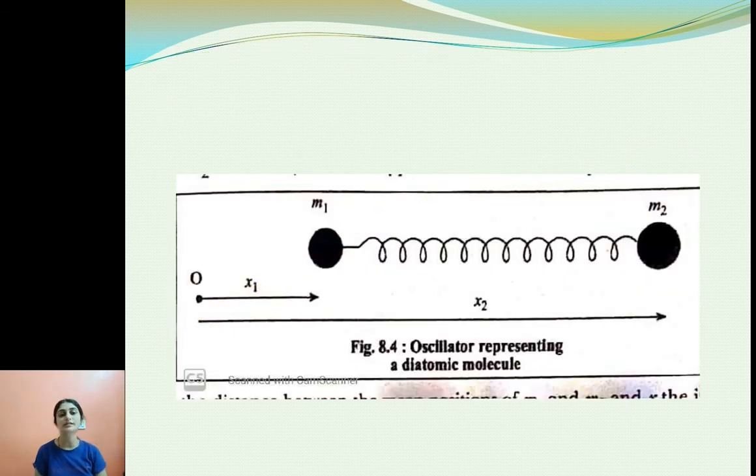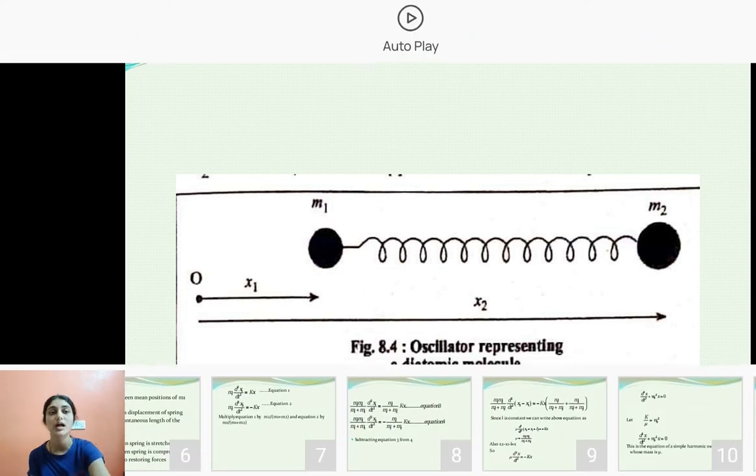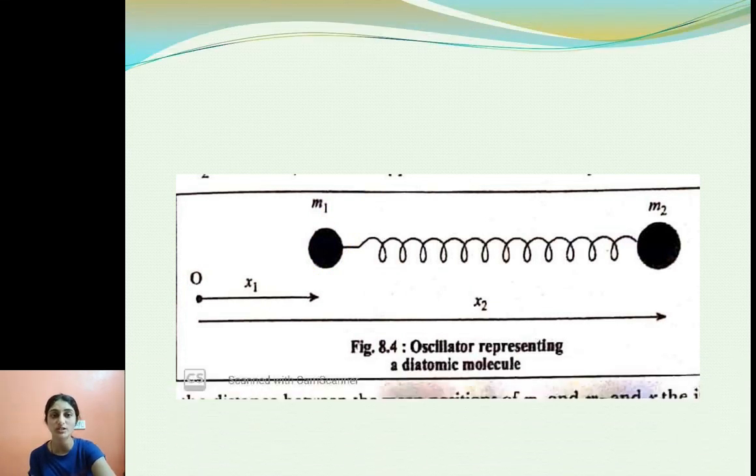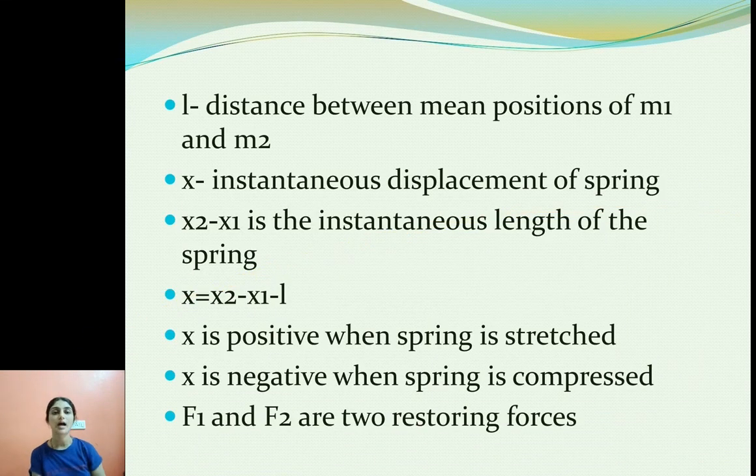So consider an oscillator representing a diatomic molecule. Suppose M1 and M2 are the two atoms which are connected by a spring. O is the origin, and the distance of M1 from the origin is x1 and the distance of M2 from the origin O is x2. Now let L be the distance between the mean positions of M1 and M2. X is the instantaneous displacement of the spring, the displacement of the spring at any particular instant of time.